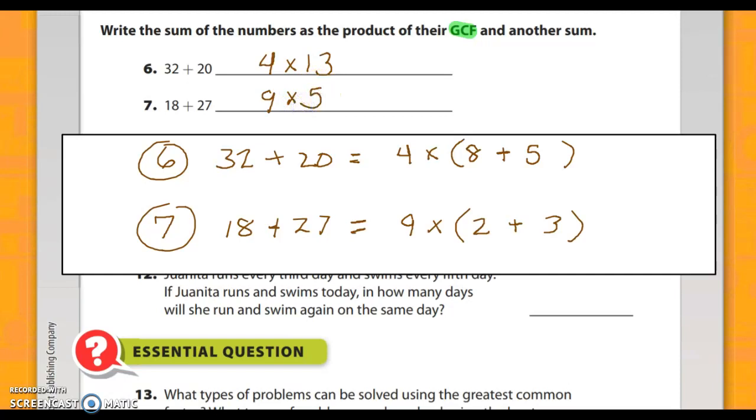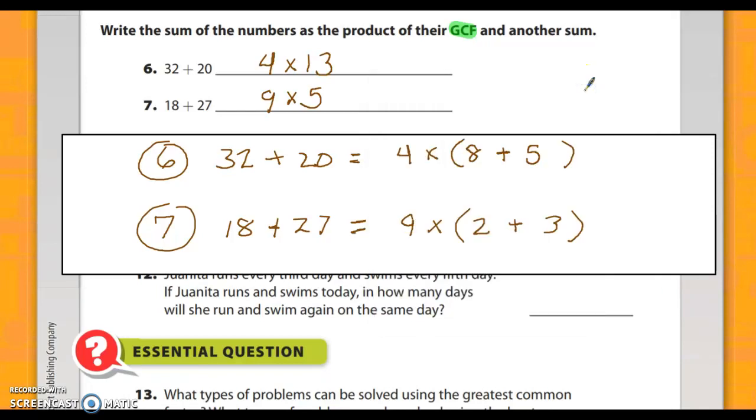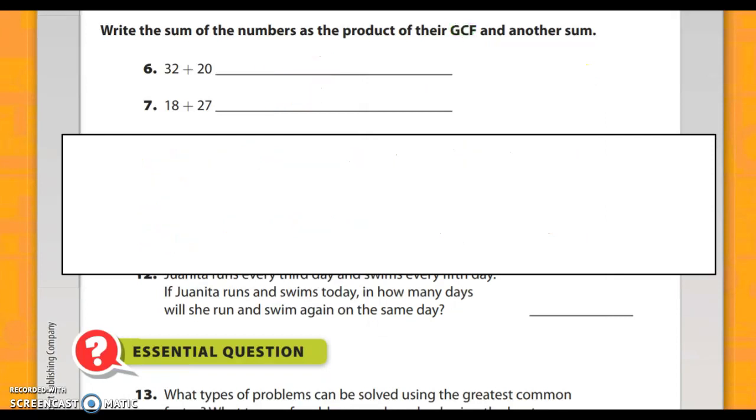And again, I'm going to check my answer like I did before. I know my facts. 9 times 5 is 45. Now I just need to check. 18 plus 27 is 45. Okay, well, I feel pretty good about those answers then. All right, let's move on.